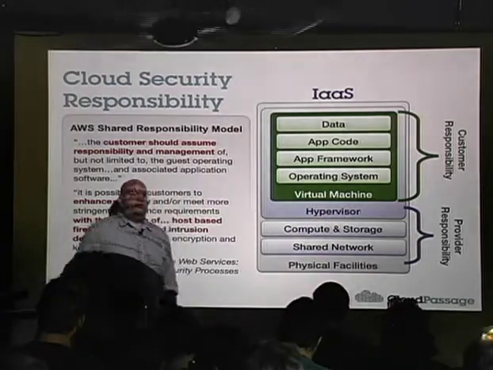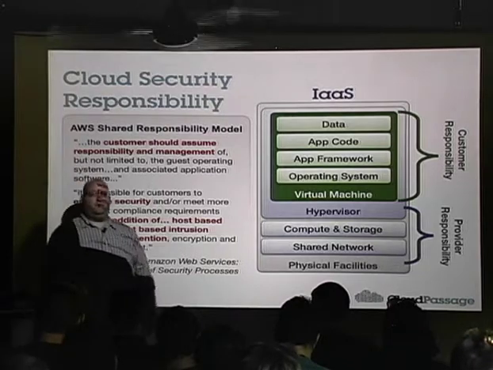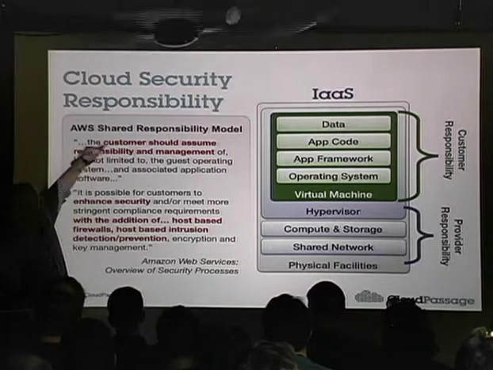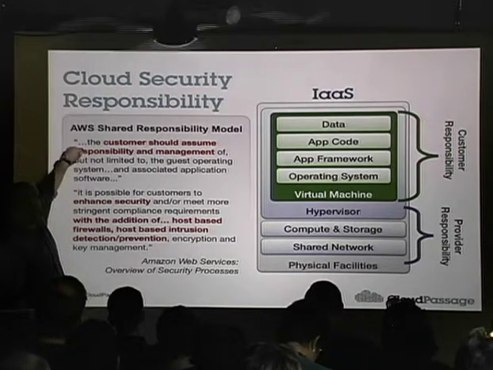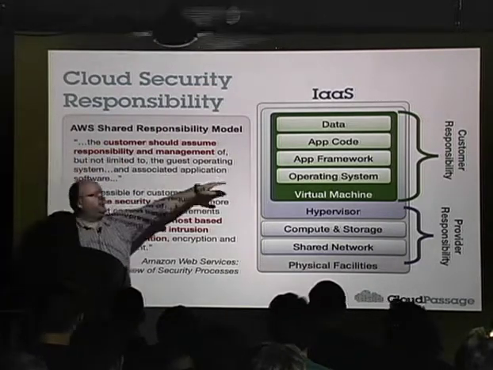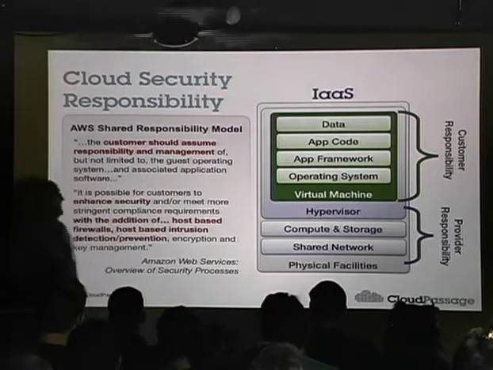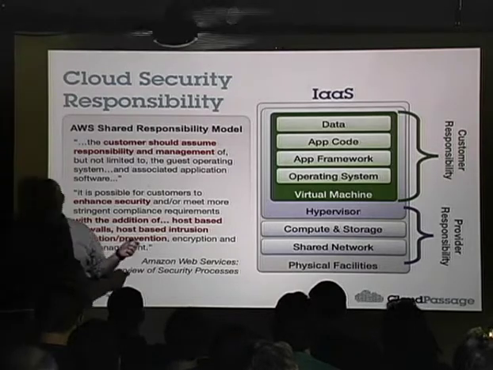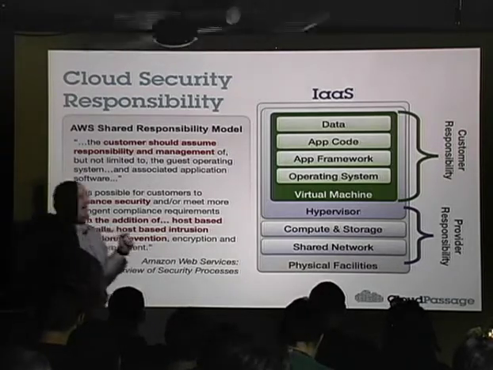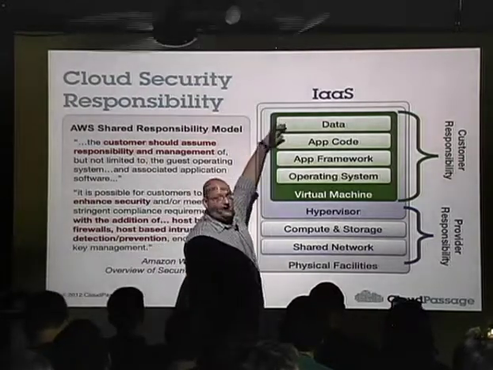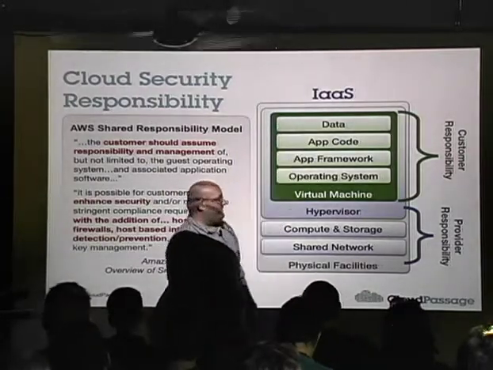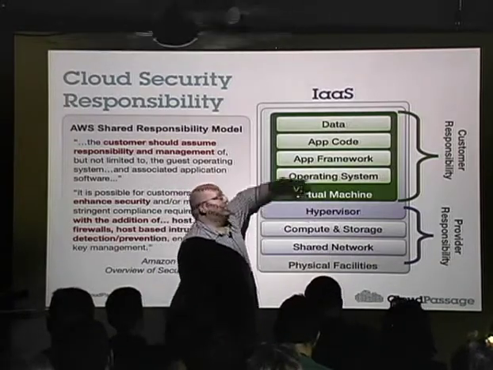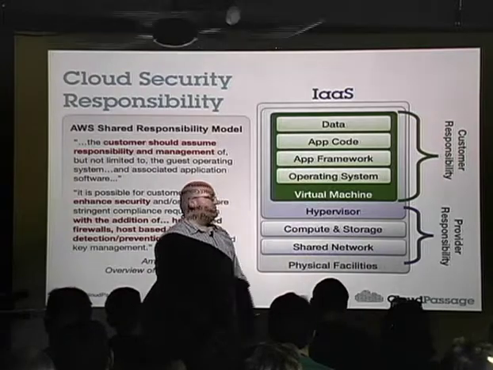And Amazon and Microsoft and a bunch of other infrastructure as a service cloud providers explicitly state customers should assume responsibility and management of everything up to and including the operating system and the data. You have to enhance security on your own with the addition of host-based controls. So that's them indemnifying themselves against having to be a service provider for the entire stack. They're going to provide you with the architecture to do cloud computing, and you are responsible for doing this stuff up here, which is great.